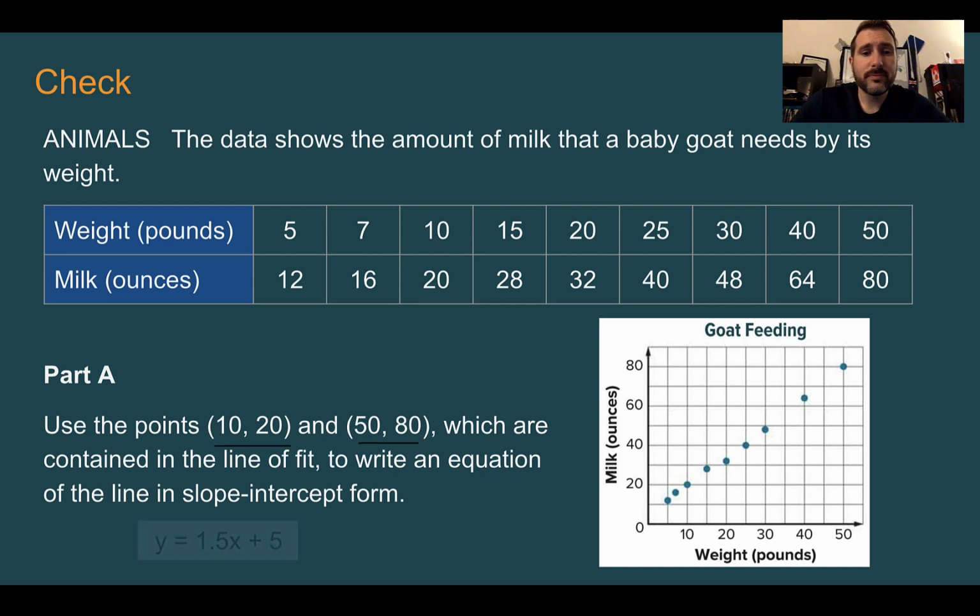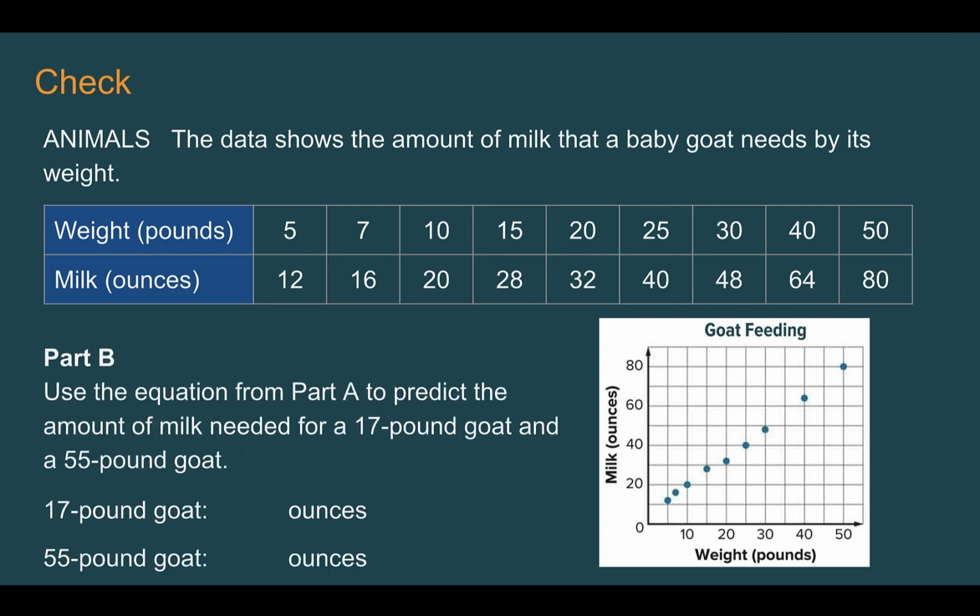Check your answer. You should have said your equation in slope-intercept form is y equals 1.5x plus 5. The y value went up 60 compared to the x values of 40, so 60 divided by 40 is 1.5. Then using one of those points and plugging it in, you would find that the y-intercept is 5.